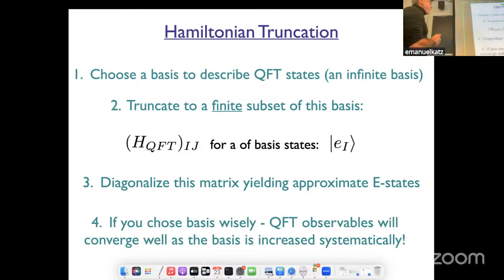I'll try to tell you about 2 types today. And the whole question is, how do you do this well? What is the right basis to choose for some particular quantum field theory observables? The idea is that if you choose your basis well, then it will converge as you increase it. So you keep increasing the size of this matrix by including more and more vectors in your basis. And if you've chosen the basis well, then you'll see quantum field theory observables converge.